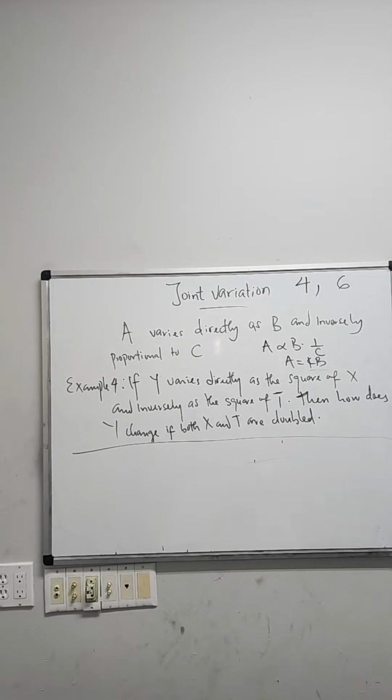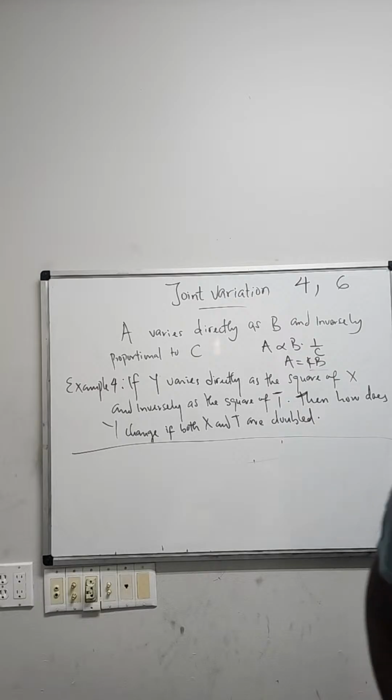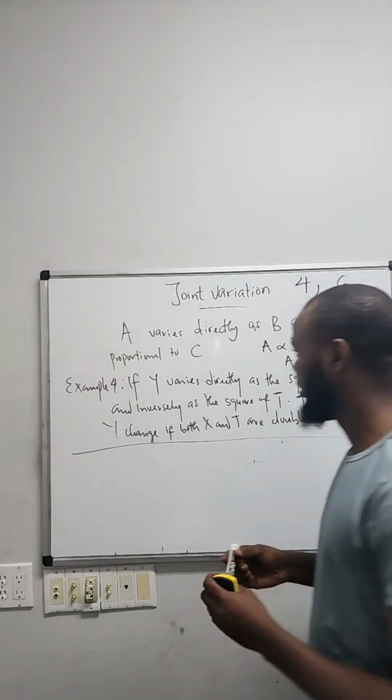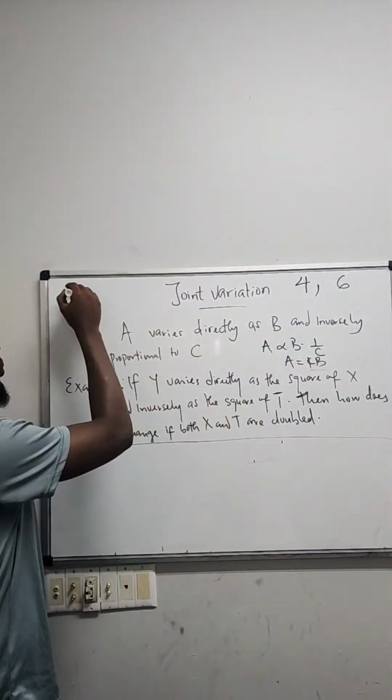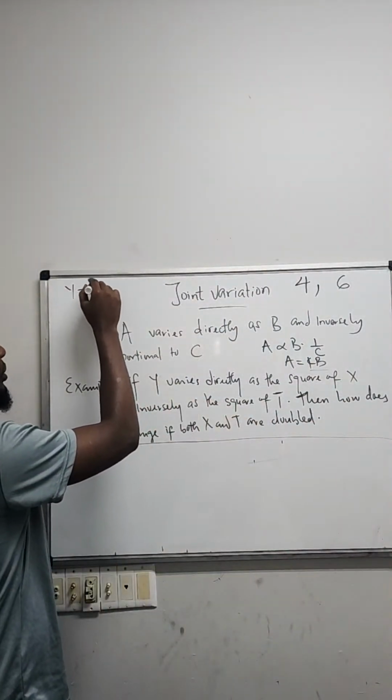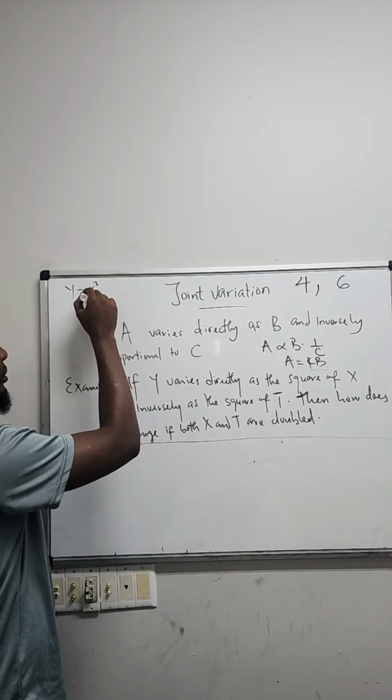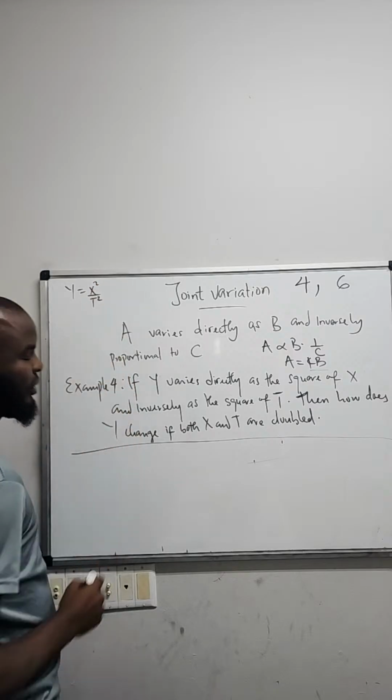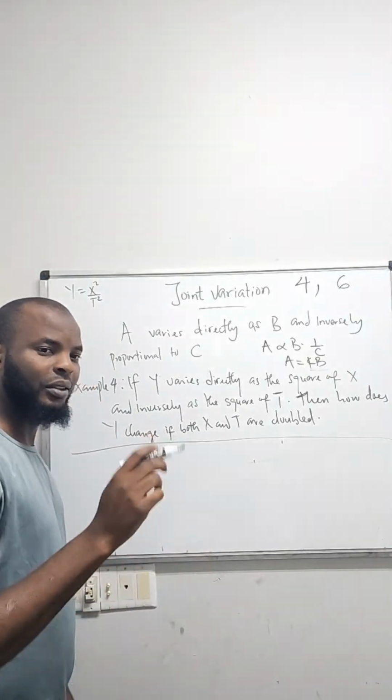Save the time. I think it's too simple for that. I think I got my answer. Just y equals x squared divided by t squared. That's your answer, right? Yep.